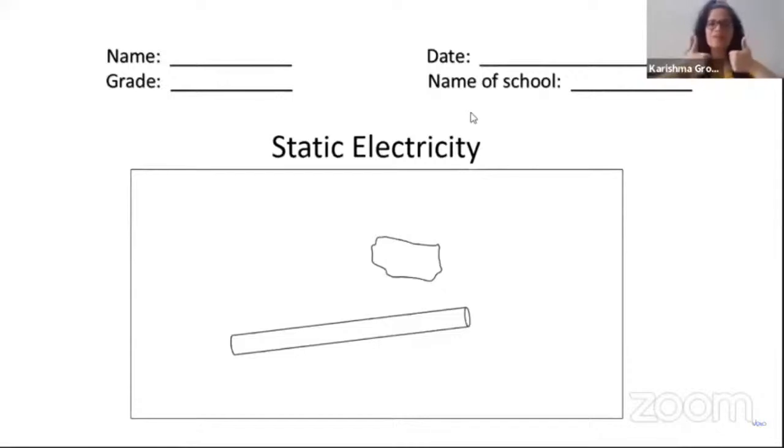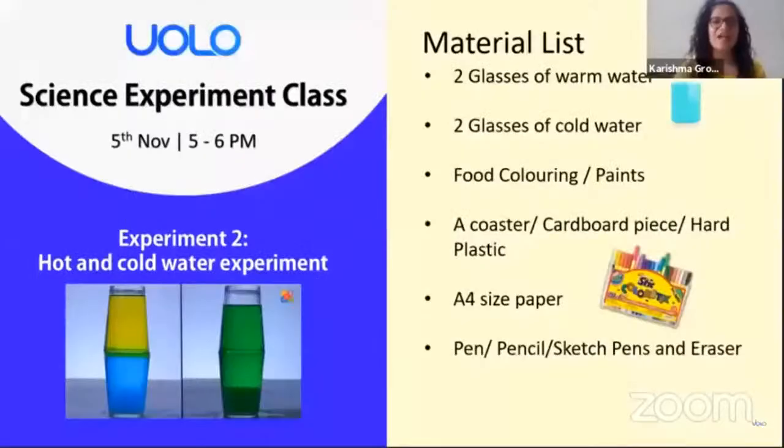Yes, give me a thumbs up. Okay, let's go ahead. Your second experiment is the hot and cold water experiment. Now you need to be extremely careful because we don't want to burn our hands. What do we need in this? We need 2 glasses of warm water, 2 glasses of cold water, some food coloring and paints, a coaster for each of the sets, so 2 coasters, or a cardboard piece or a hard plastic, whatever is available at home, an A4 size paper, and pen, pencil, sketch pen, and eraser.